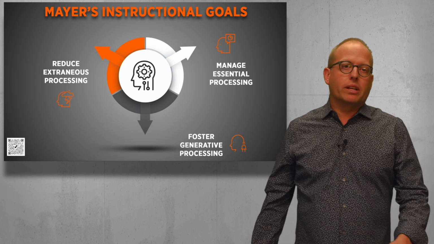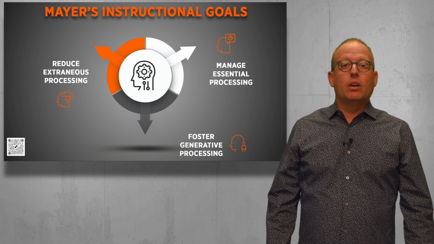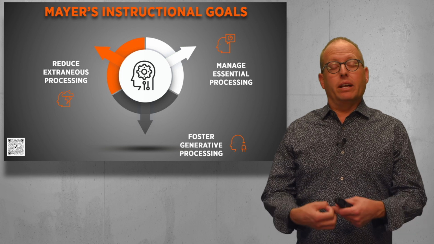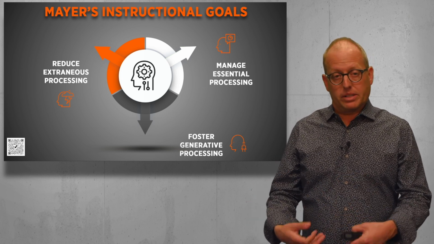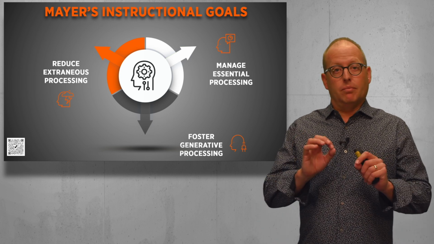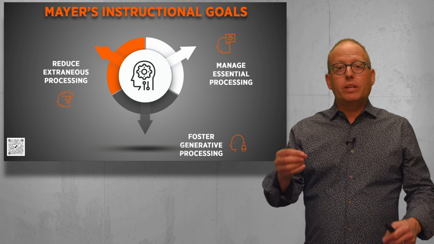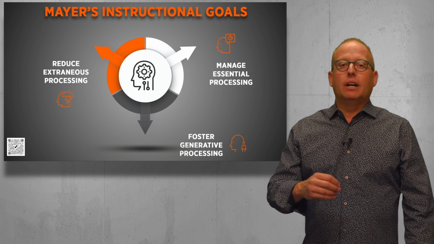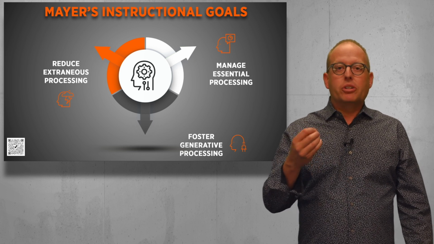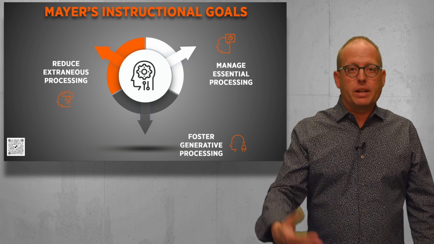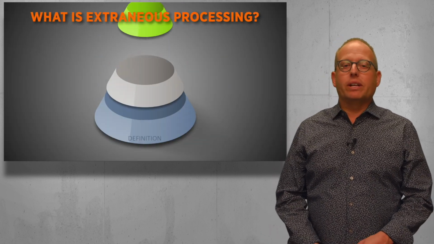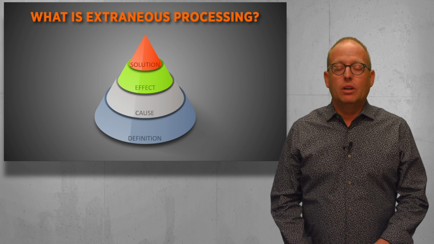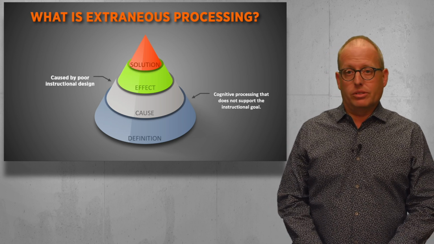And then, of course, reducing extraneous processing is what we're going to talk about today, and it's basically eliminating distractions from your presentations, from your videos. But that's not all. It's also including specific information about the information you want your students or audience to remember. So, what is extraneous processing? What causes it? What are the effects? And what are the solutions?